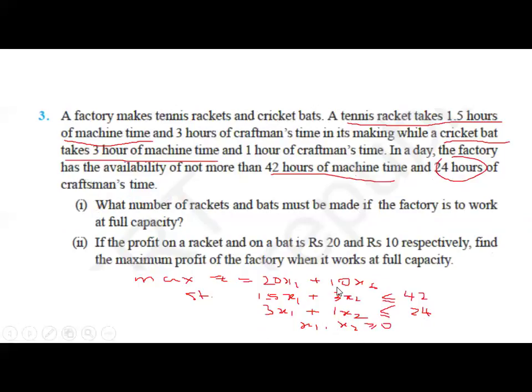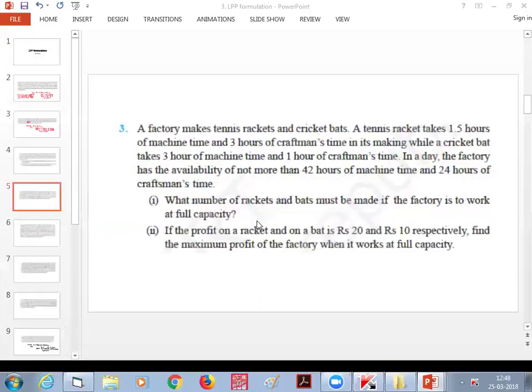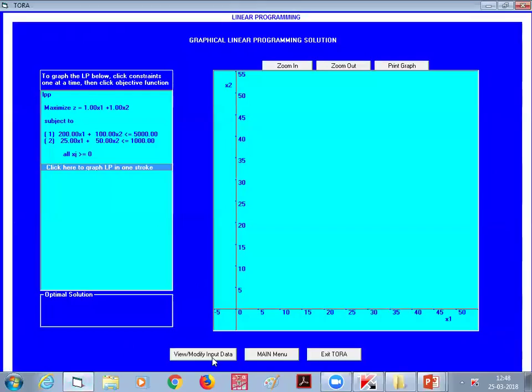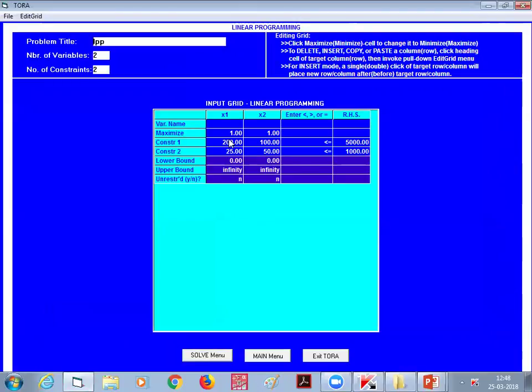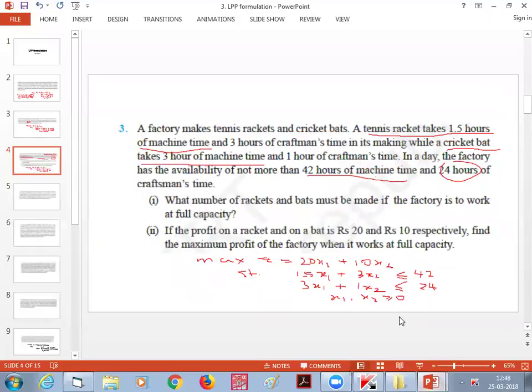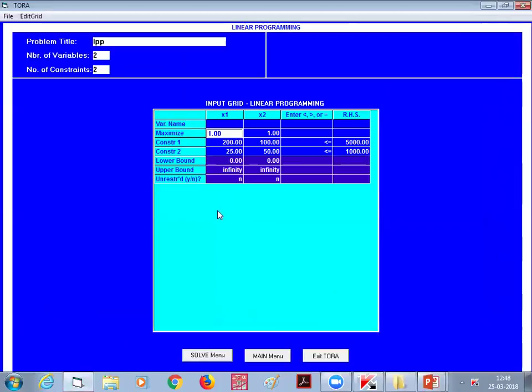Let's solve this again in the way that we have been doing. It's already a maximization problem, so let's just proceed. What are the objective function coefficients now? 20 and 10, so we'll go here. The coefficients here are 20 and 10.